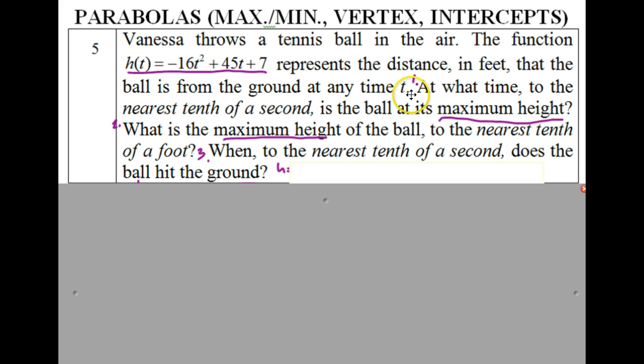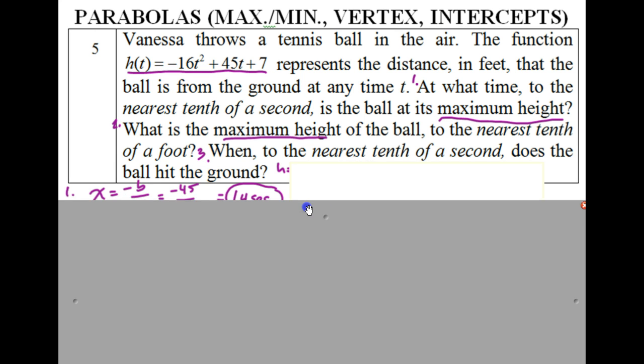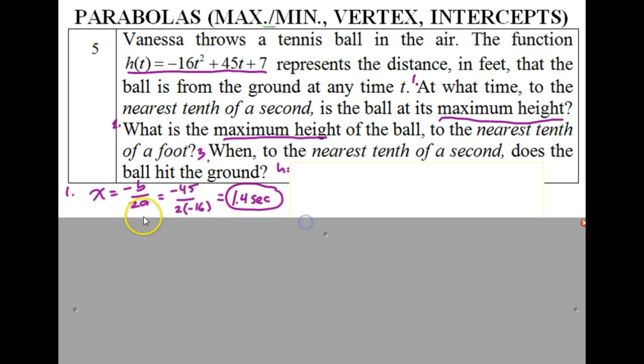The first question, which I labeled 1, is a at what time question at the maximum height. So again, we're always asking about heights or times in these types of questions. This one, at the maximum height, key word there is at the axis of symmetry. Okay? So you've got your axis of symmetry formula, negative b over 2a. Sub in the 45 and the negative 16. Work that out. Round correctly. 1.4 seconds.